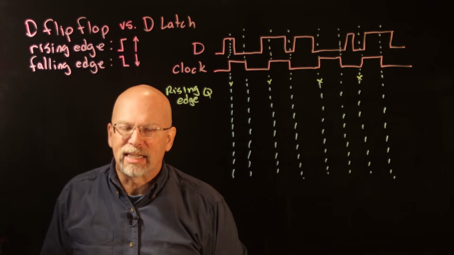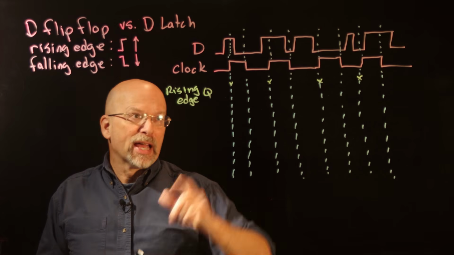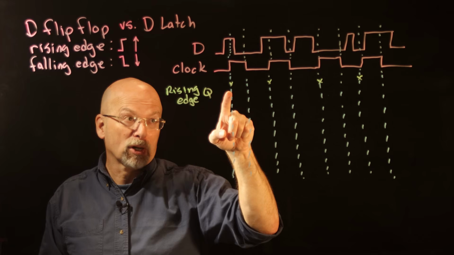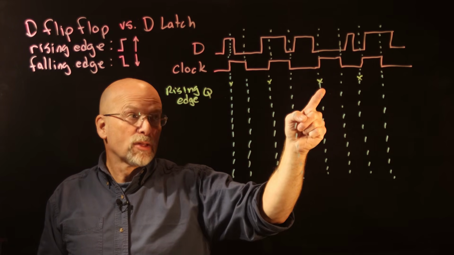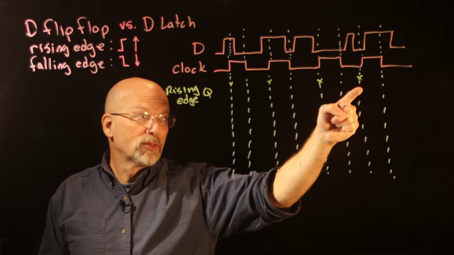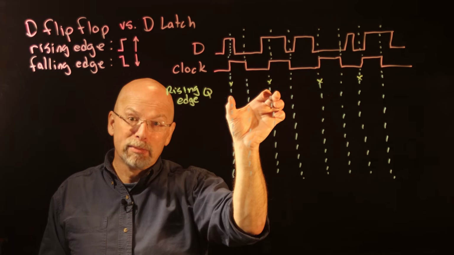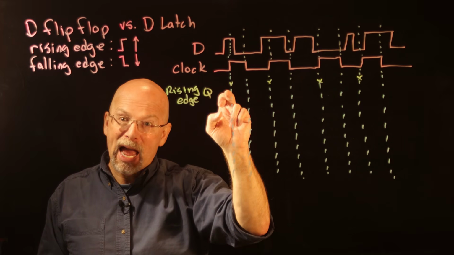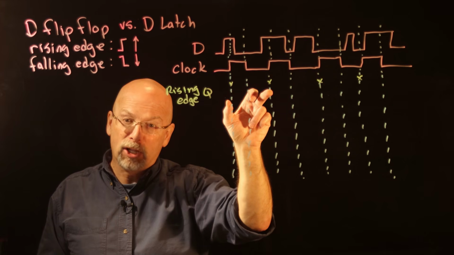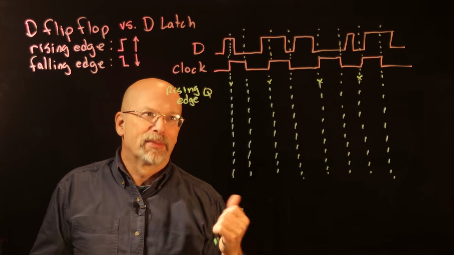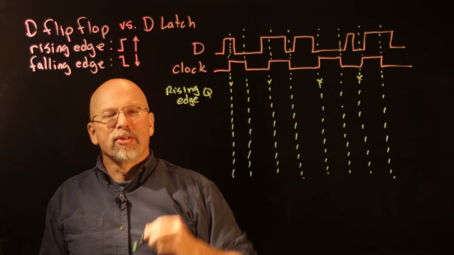Q stays exactly the same. So it's kind of like we took a picture with our camera. We took a picture at this moment, then we took another picture at this moment, then another picture at this moment, and then another picture at this moment. What happens in between is whatever the captured value was, it's going to stay on our output Q until we take another picture.